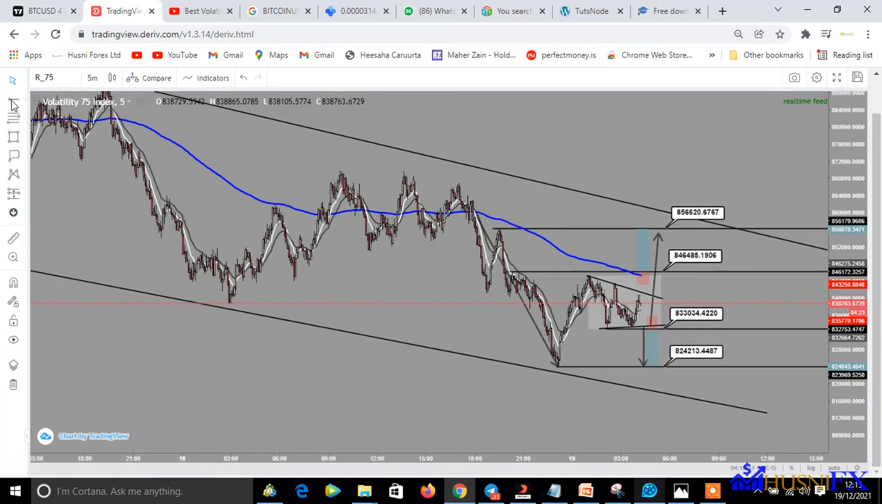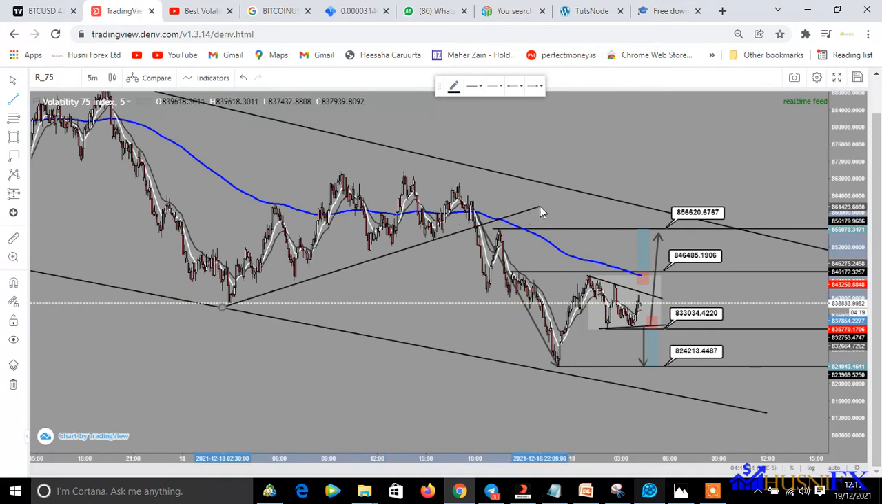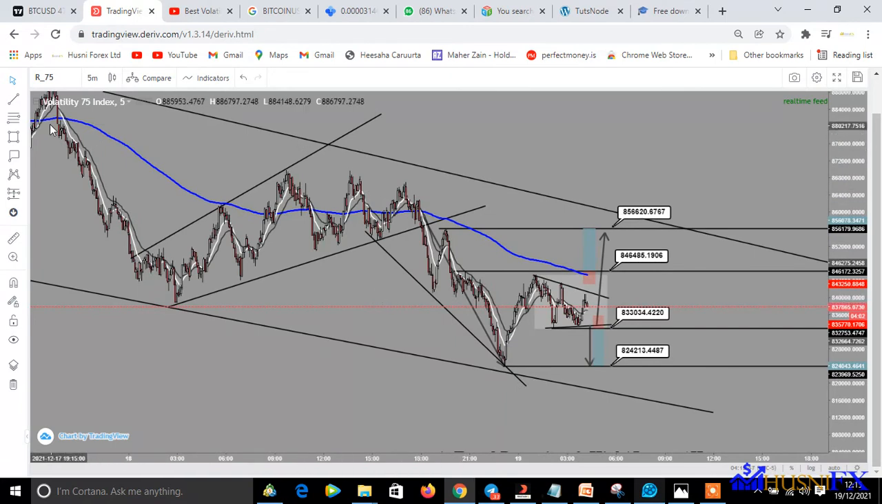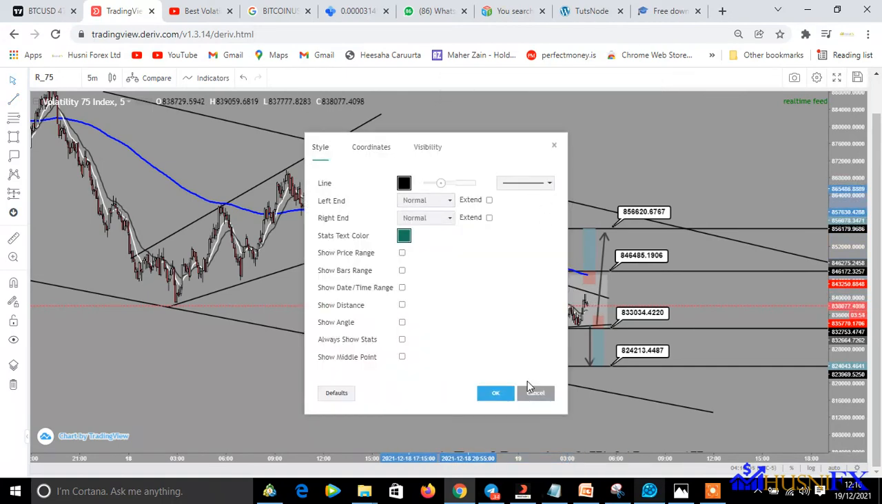So always try to find out the high and low by using trend lines. Okay, trend lines are used in different ways. So I will explain in another video how to use the trend lines by detecting the high and low of the market. So it means that we are still at this range. You can see that the market is still at this range.